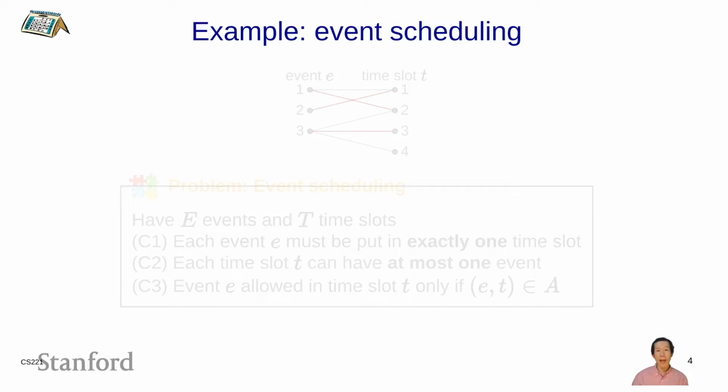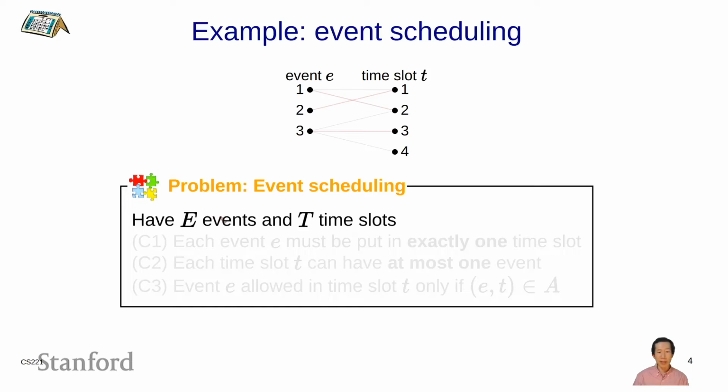So now let's look at a third example, event scheduling. CSPs are really suited for general scheduling problems. So here is an example of a simple scheduling problem. You have a set of events that need to be assigned into a number of time slots. The events are numbered 1 through E, and the time slots are numbered 1 through T.